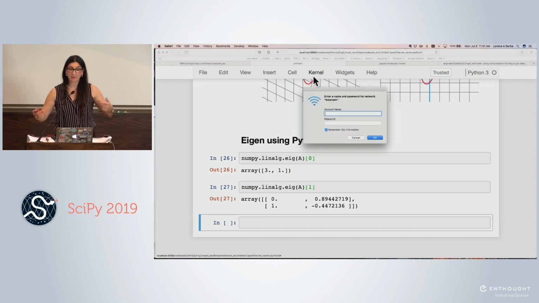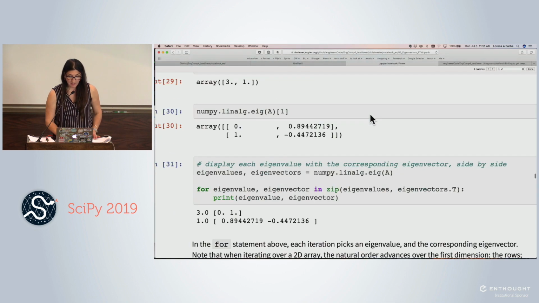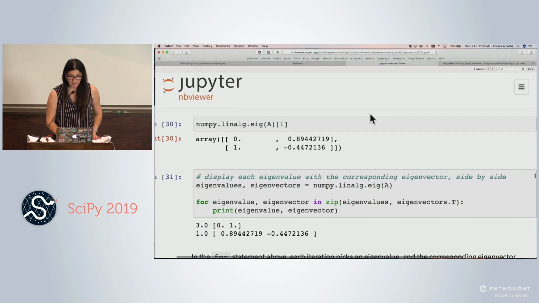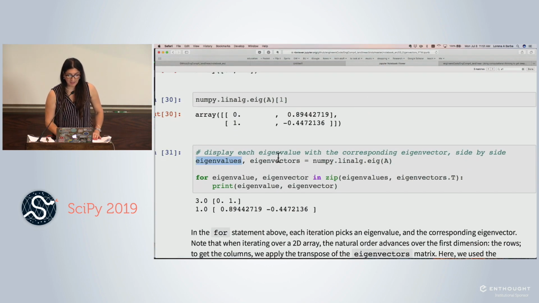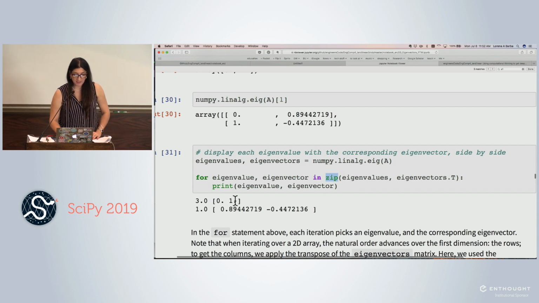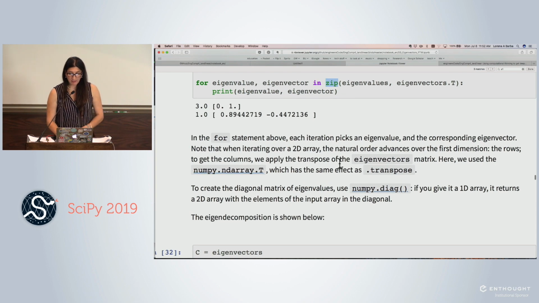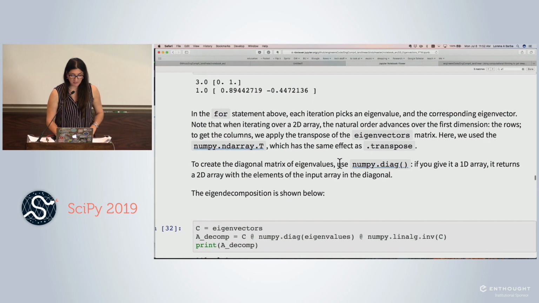We can display the eigenvector that corresponds to each eigenvalue using a cute zip function here. Here, we're just plotting the eigenvalues and eigenvectors, unpacking the result of linalg.eig into these two variables, and then using zip to show them side by side: the eigenvector that corresponds to 3, the eigenvector that corresponds to 1. This is explained in the written lessons, but I don't think we need to do it.